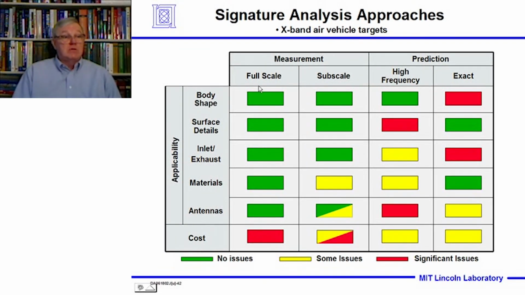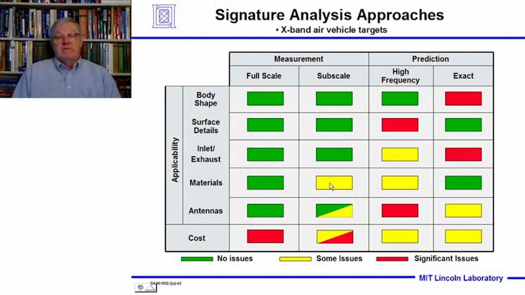Okay. Well, full scale measurements give you what you want, but they can be very costly. Enough said. There are some significant issues of getting all your data with cost. You'd like to be able to crunch it at a computer and get the answer out. And of course when you make a measurement, you're making it at one angle, one polarization, one frequency. With a computer, you just change the frequency, calculate it. When you do subscale, that'll handle the body shape, the details, and the inlet exhaust.